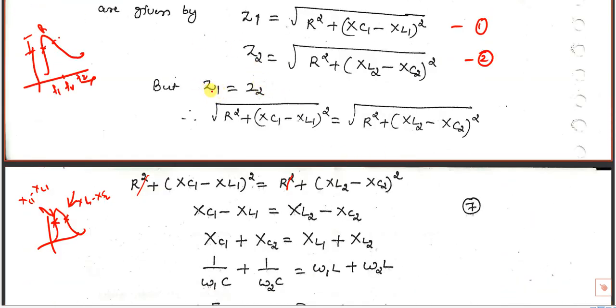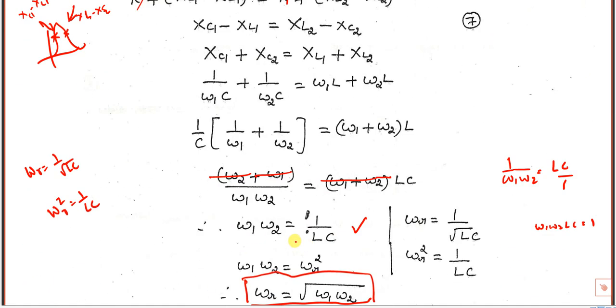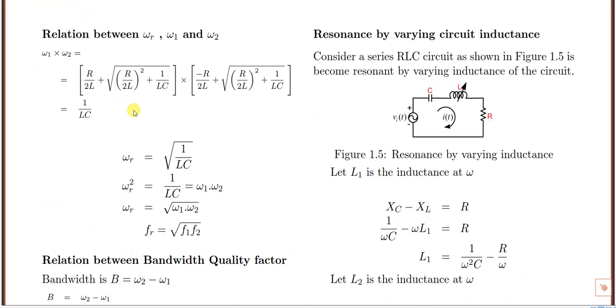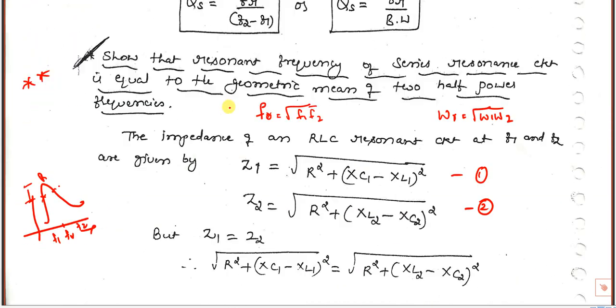At f1 and f2, we know that z1 is equal to z2, where at omega 1 we have xc1 greater than xl1, and the difference is this one. Similarly, you can write this one, and simplifying this, you can get this. So this is actually a lengthy method. Instead of that, you can do an easy method also. For that, you should remember the formula for omega 1 and omega 2. So we already derived the expressions for omega 1 and omega 2.